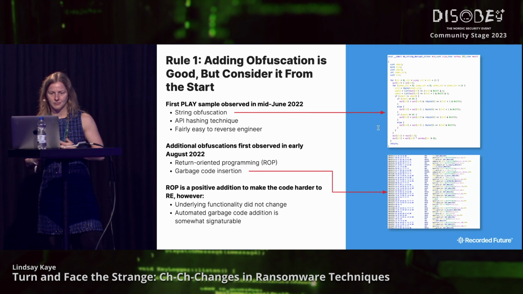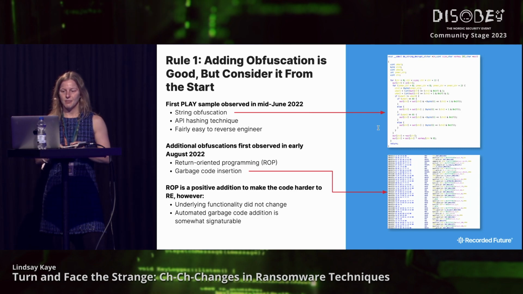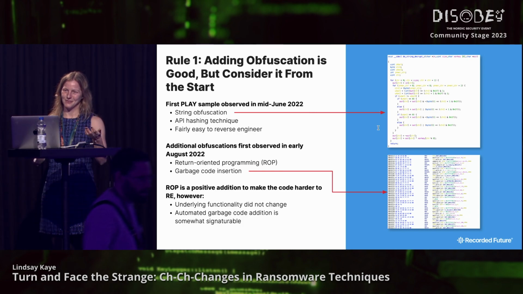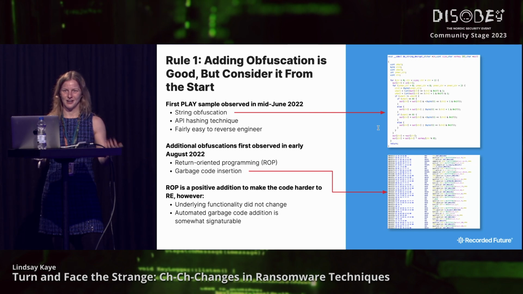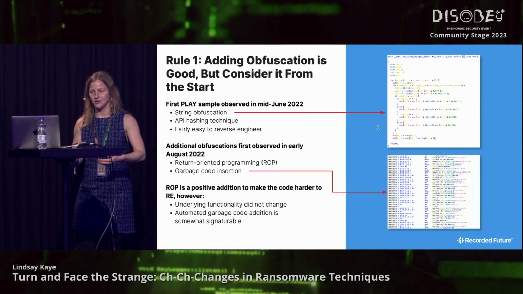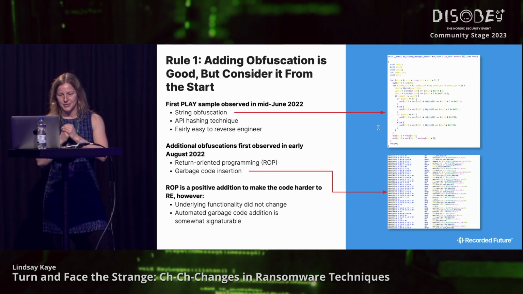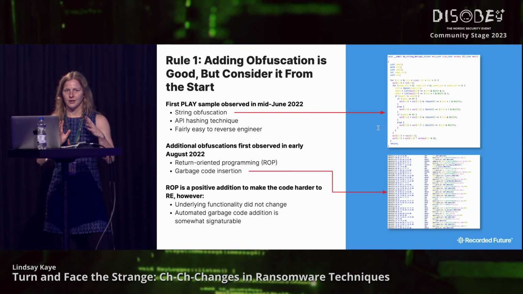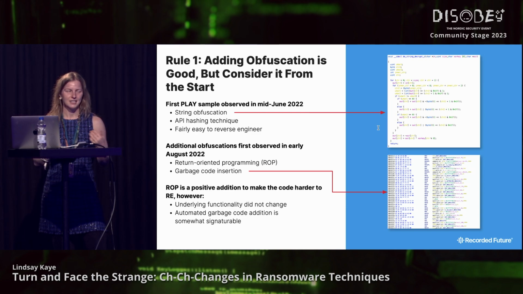While ROP was definitely a positive addition to make the code harder to reverse engineer, ultimately, the code was still the same underneath. So if you're struggling to reverse engineer the obfuscated one, just look at the unobfuscated one and you're off to the races. It makes it really easy to start picking out the artifacts that you're looking for and of interest in the new code. Additionally, I was able to write a rule to look for artifacts of the automated garbage code addition that were pretty signaturable, to be able to find new versions. It's probably an automated technique, which made it easy enough to start looking for other samples that used it.